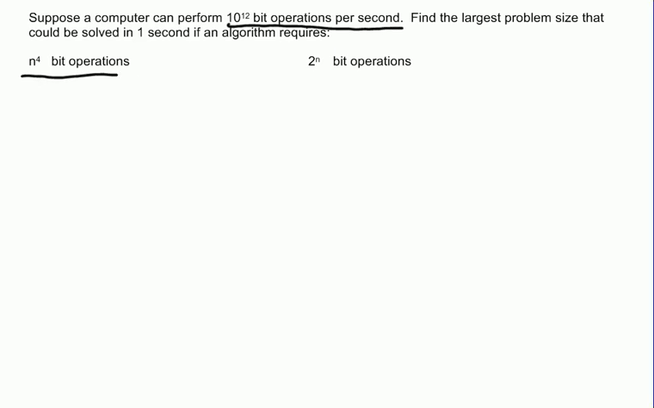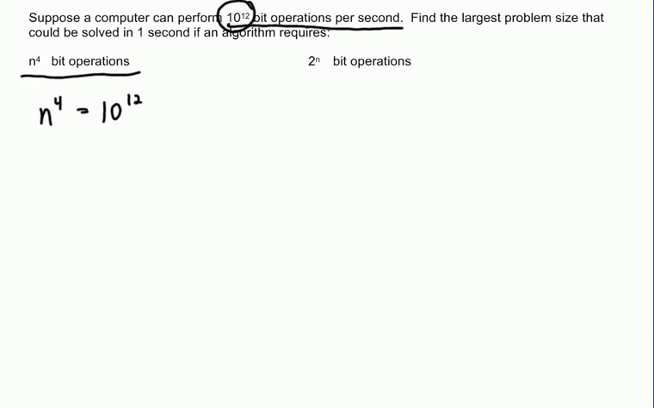The first algorithm requires n to the 4th bit operations. Now in 1 second, you should be able to perform 10 to the 12th bit operations. So really the question here is when does n to the 4th equal 10 to the 12th? So the goal here is to figure out what would make n to the 4th equal 10 to the 12th.